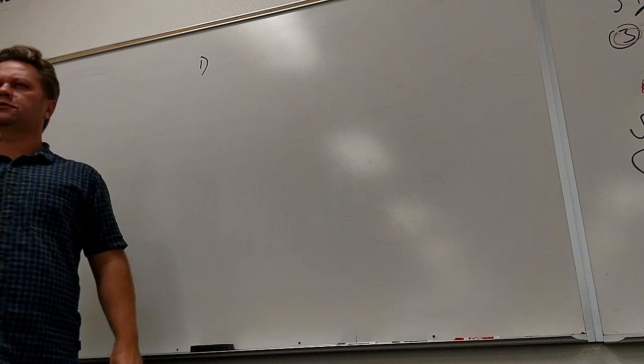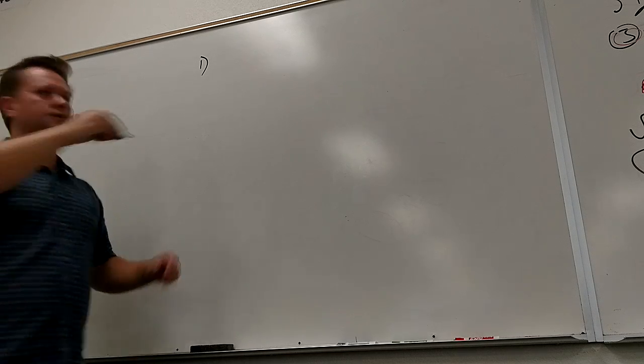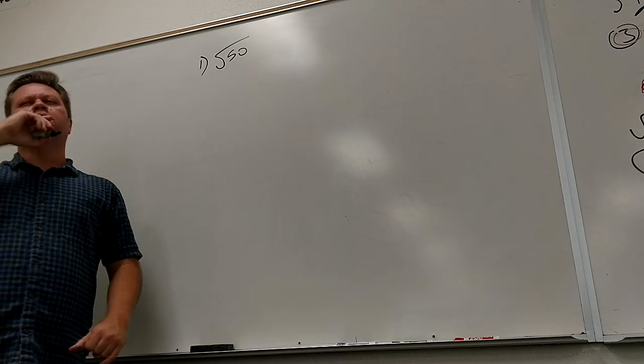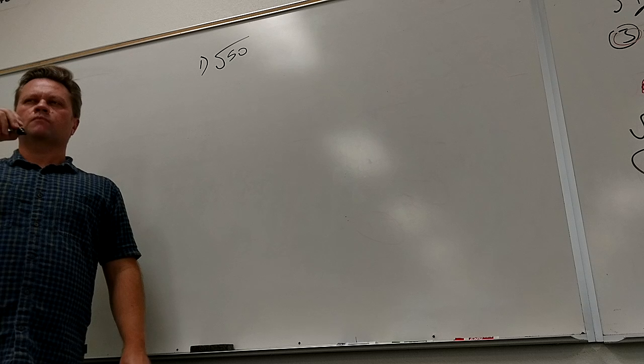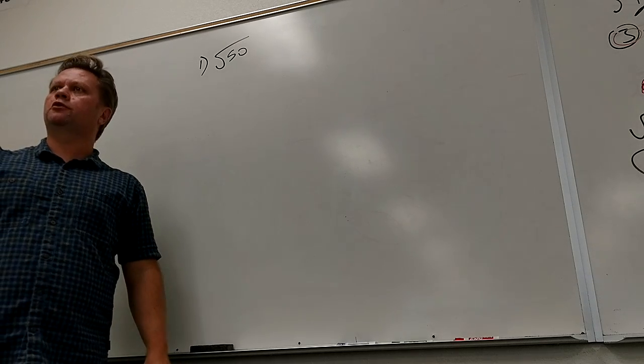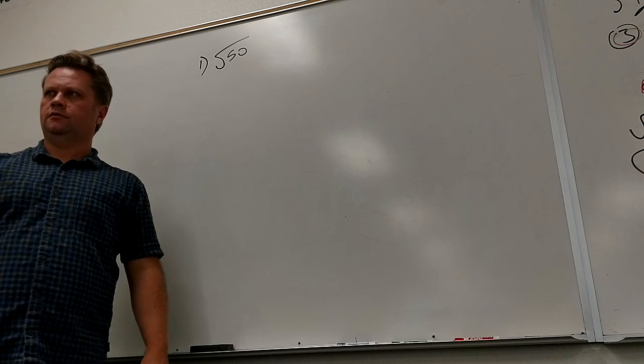I think the first one is square root of 50, right? Yeah. That's the one we already did. Let me show it to you both ways. You've got to really internalize this. A square root is looking for groups of two things.